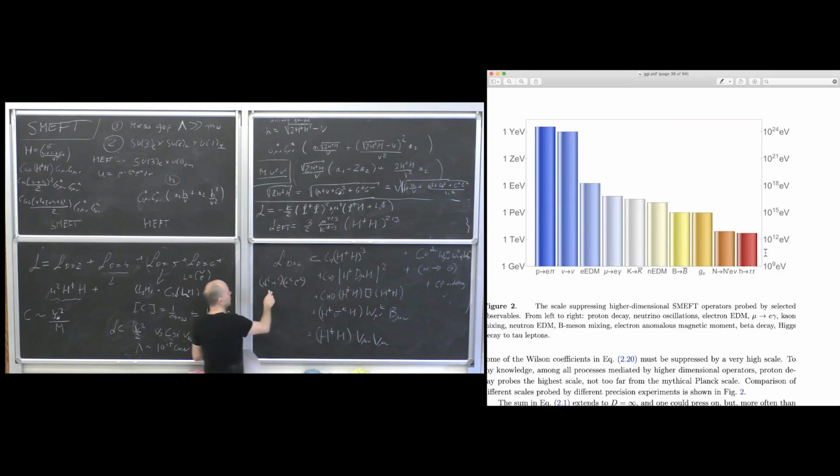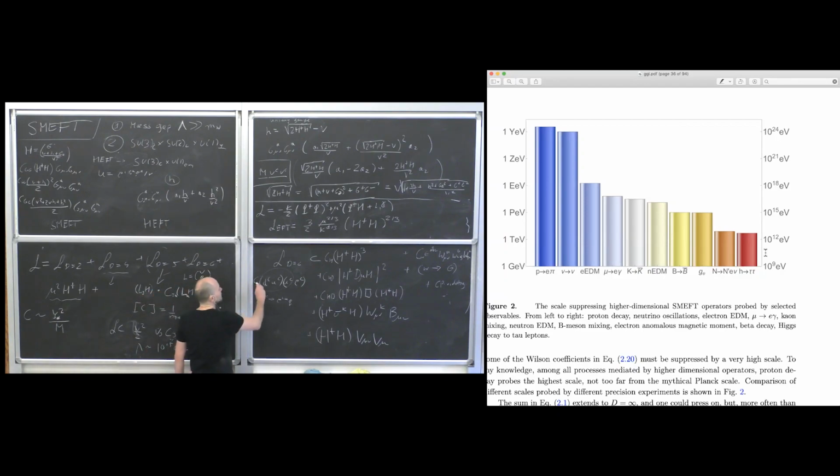So these are two right-handed up quarks, one right-handed down quark, and one right-handed electron, and the colors are contracted among these three quarks, and then the fermionic contractions are between these two. This is an operator that violates baryon number, because the quark transforms under baryon number, and there is nothing to counter it here. It also violates lepton number at the same time. And it contributes to proton decay.